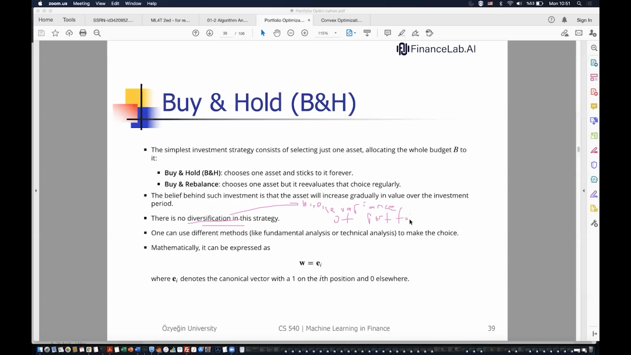Depending on the covariance or correlation relationship between the assets, we get diversification if we use the variance in stock selection. But for these simple portfolios, we don't use the variance. That's why there is no diversification. And again, there are a bunch of methods to select the assets.